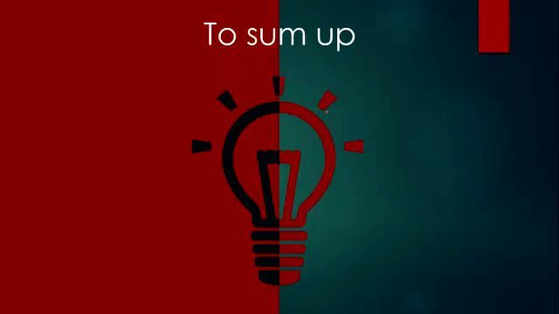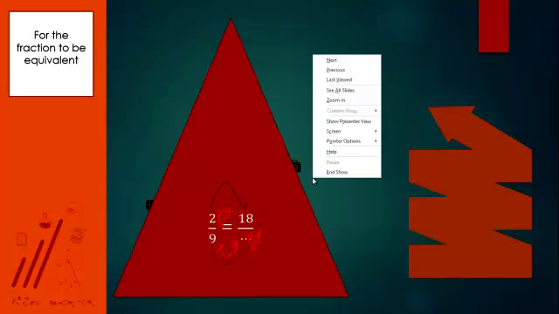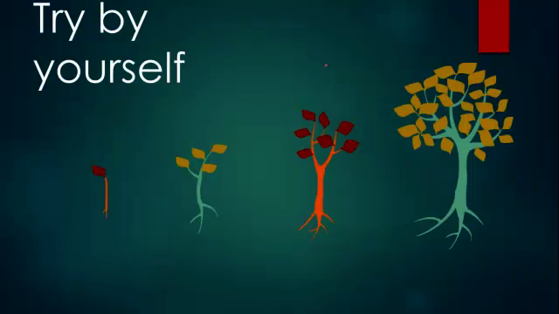So to sum up, I went through two topics. The first one is to compare between fractions by the scissor method. The second topic is to find an equivalent fraction to a given fraction. Like this one, 2 over 9, 2 became 18, so I multiplied it by 9. So I'll multiply also the 9 by 9, and that will give me 81. Okay, time to try by yourself.